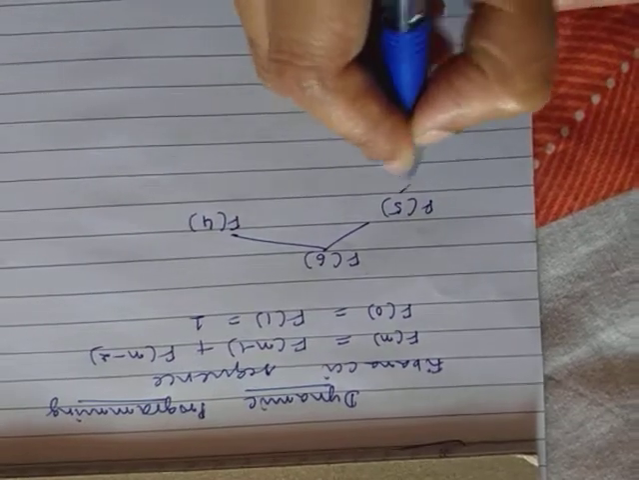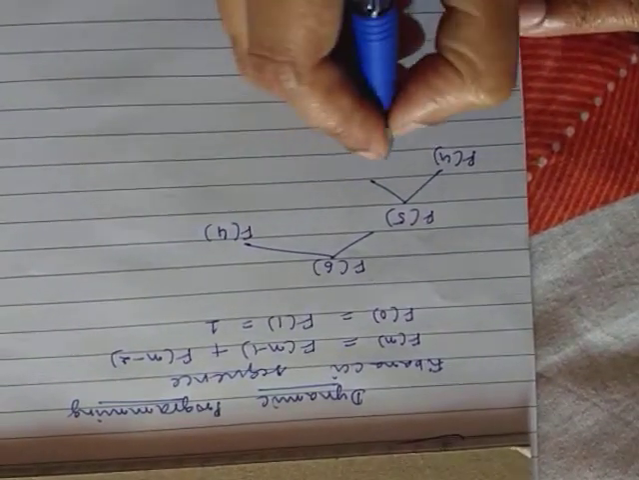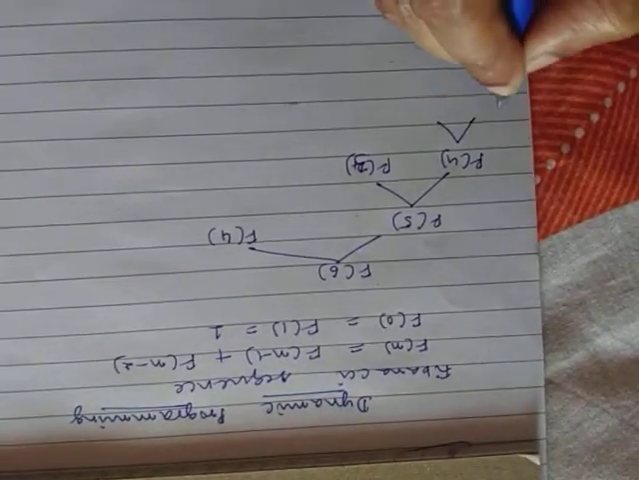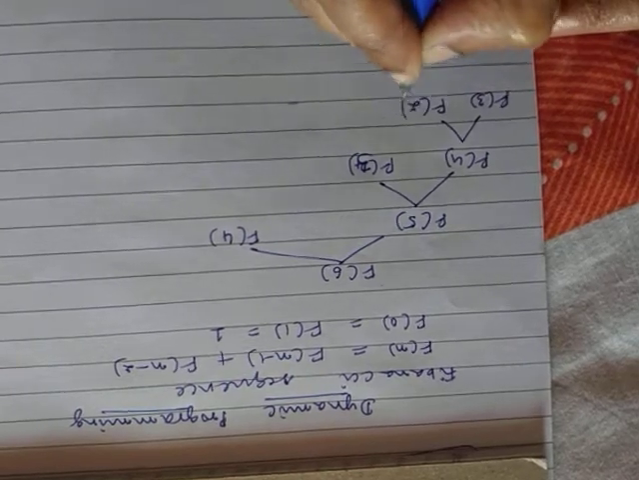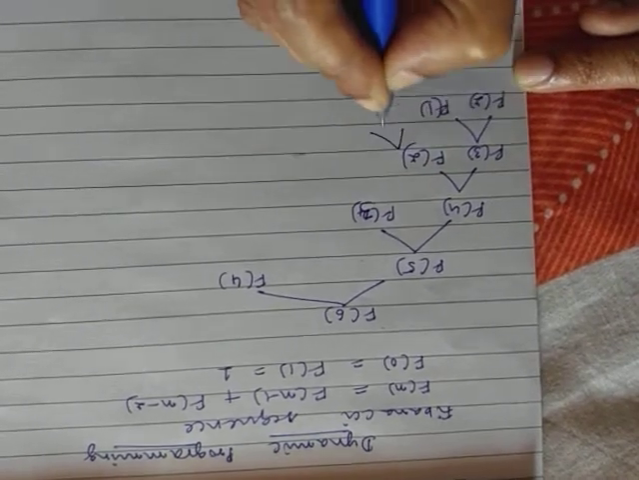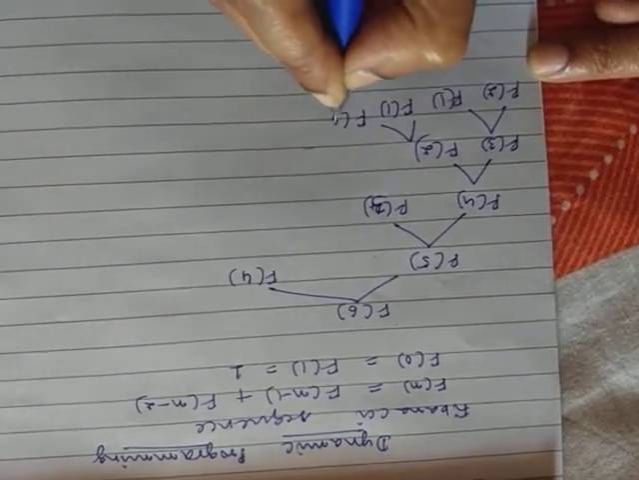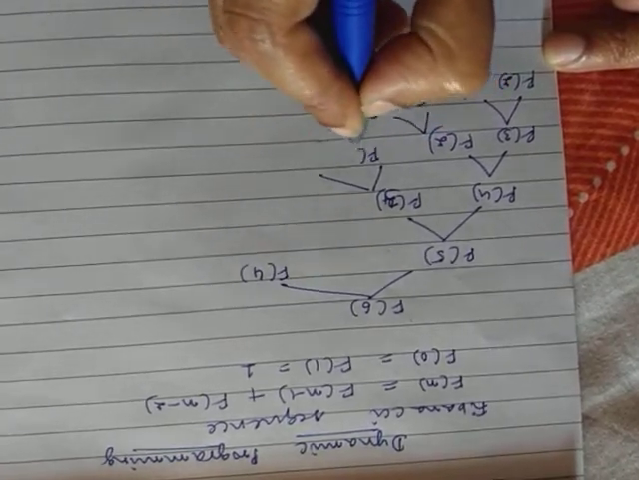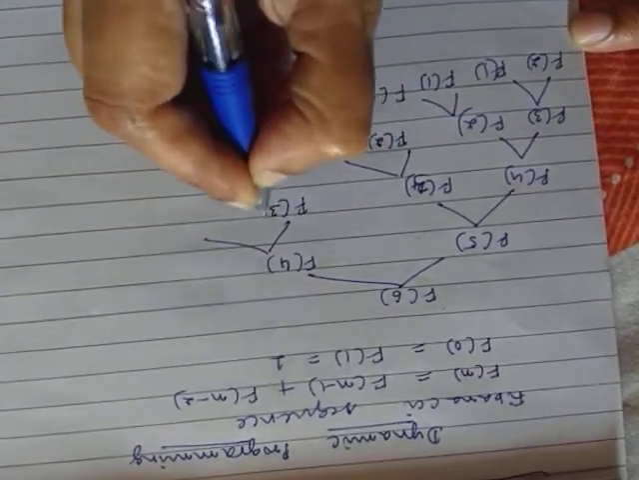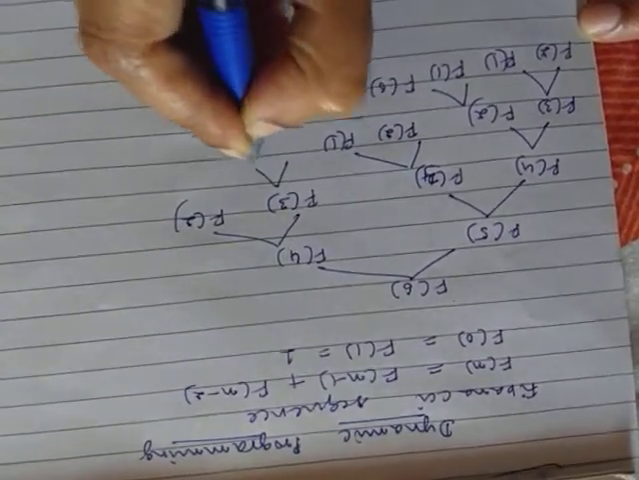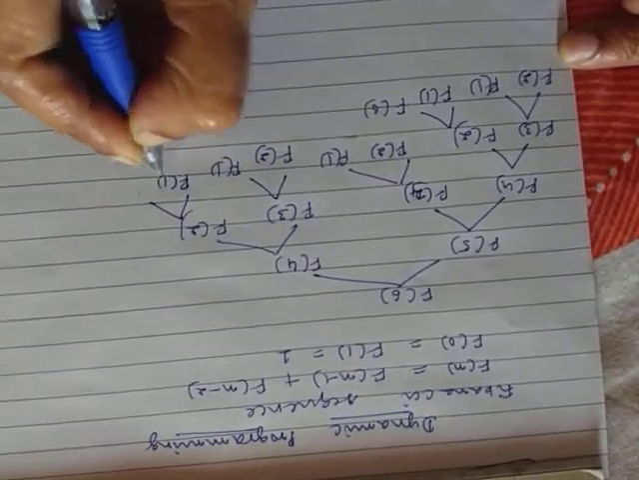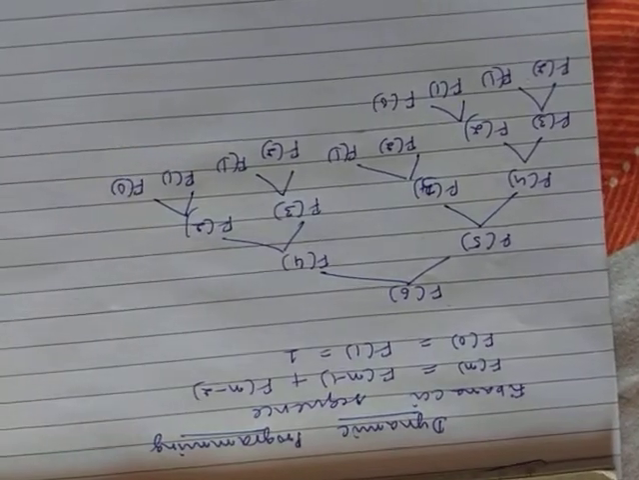Now to find F5, I'll have to get F of 4 plus F of 3. Now to get this F of 4, I need F of 3 and F of 2. To get F of 3, I need F of 2 and F of 1. To get F of 2, I need F of 1 and F of 0. Similarly, F of 3, I need F of 2 and F of 1. Similarly, if I were to go here, F of 4 is F of 3 and F of 2. F of 3 is F of 2 and F of 1. F of 2 is F of 1 and F of 0, and likewise it runs.